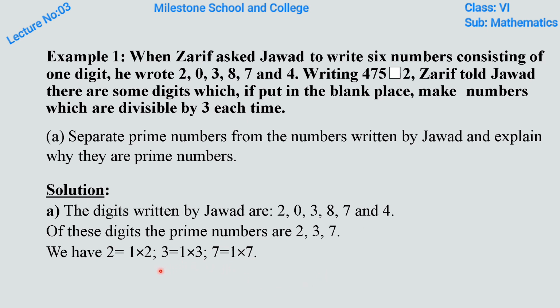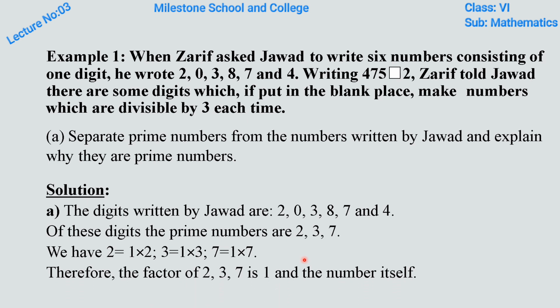So as you can see, the numbers 2, 3 and 7 are divisible by number 1 and by themselves only. There is no other factor of these numbers. So we can say 2, 3 and 7 are prime numbers. So this is the stem, my dear. Therefore the factors of 2, 3, 7 are 1 and the number itself. So these numbers are prime numbers.